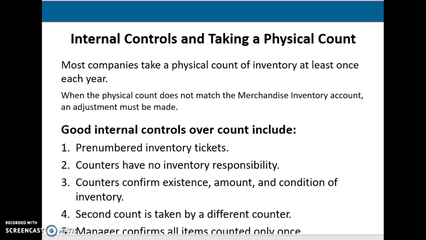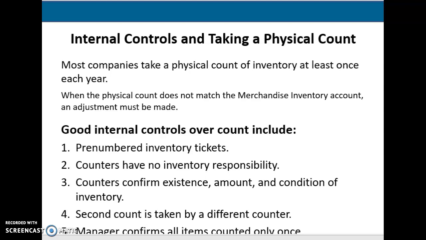Now, internal control is something that we mean that we're controlling the environment, we're controlling how the process works to minimize error and minimize the chances for corruption or theft or misleading information. So some of the ways that we might do that is we'll probably use pre-numbered inventory tickets. We will have counters that don't have any responsibility for the inventory. They don't do the purchase orders. They don't move the inventory, etc.